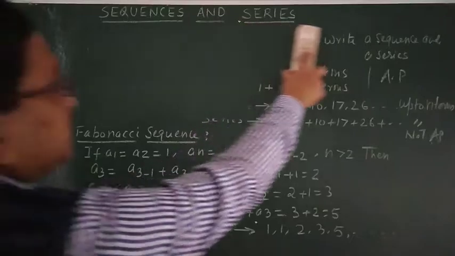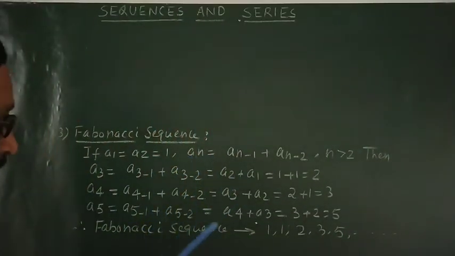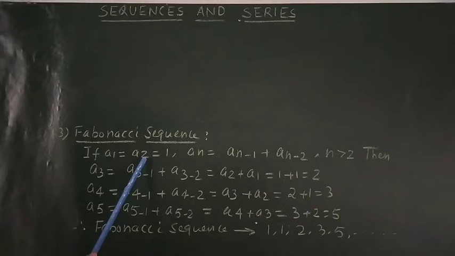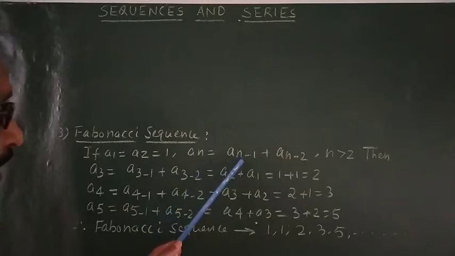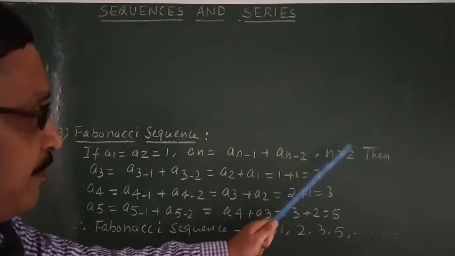Now there is a special type of sequence. This is called the Fibonacci sequence. Now if A1 and A2, the first and second terms, are 1, and An is the nth term, this is given by A(n minus 1) plus A(n minus 2). You have to remember this for all n more than 2.